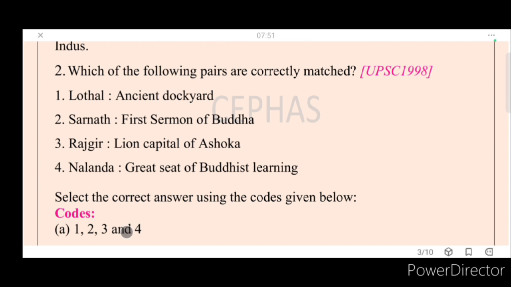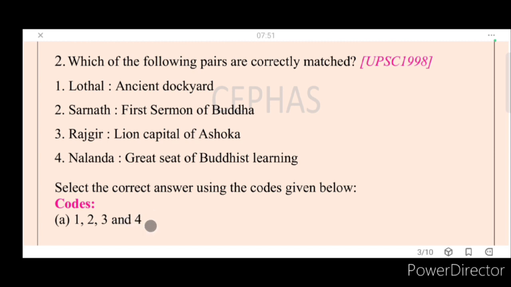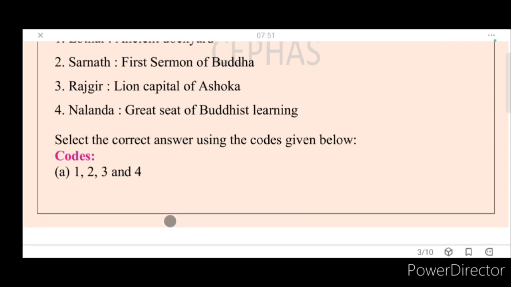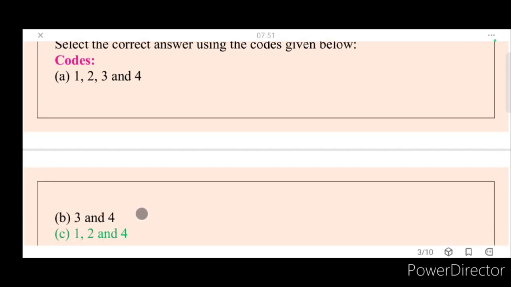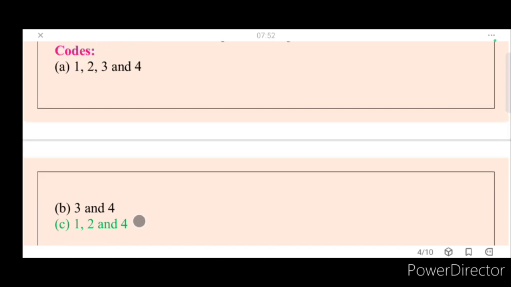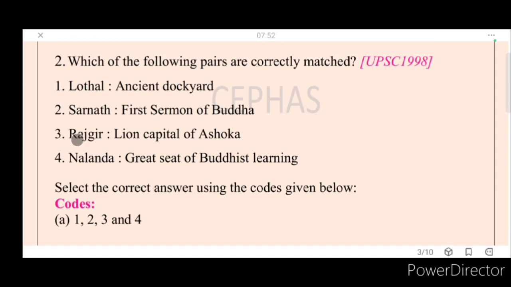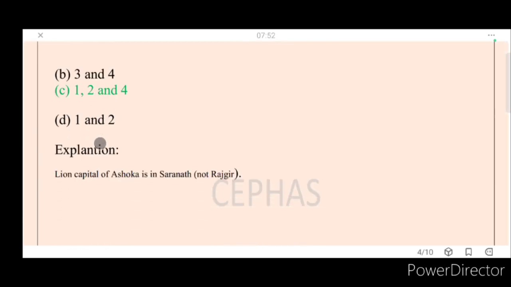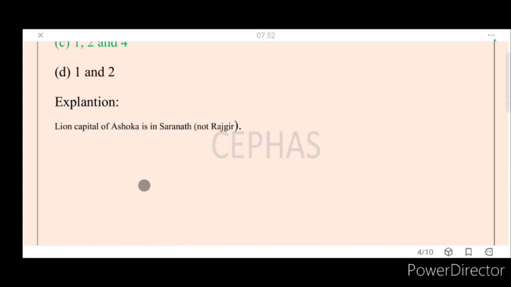So option A contains the third option, so eliminate it. No, it's not the correct one. Option B also contains the third option, so it is eliminated. Option C, 1, 2, 4. Okay, so C is the answer, 1, 2 and 4. If you eliminate the third option easily, you can come to the option C. So lion capital of Ashoka is in Sarnath, not in Rajgir, remember.